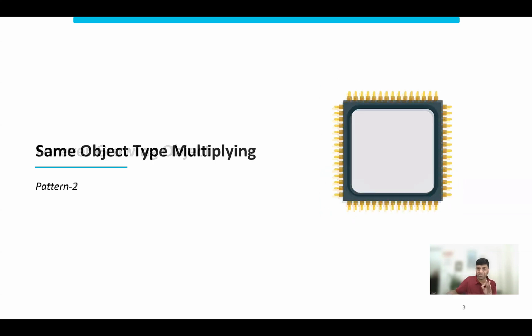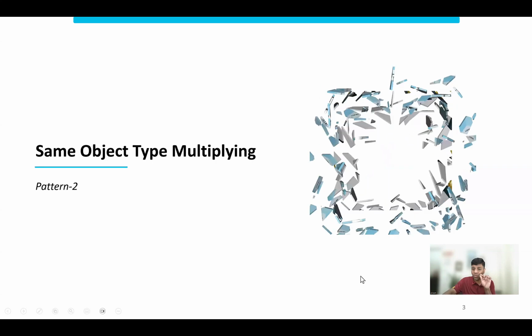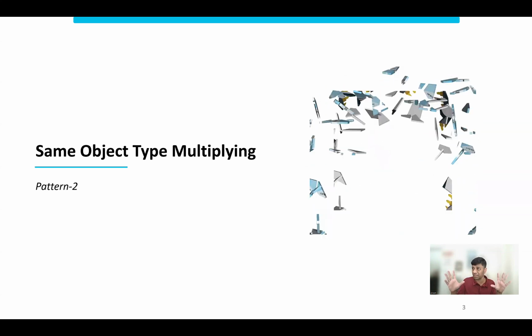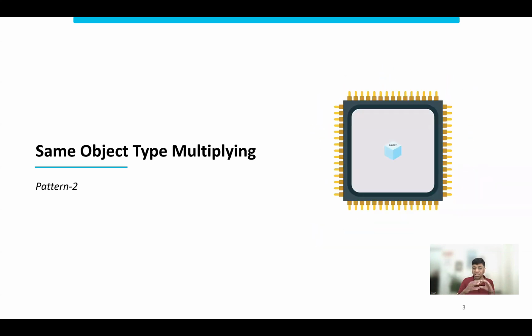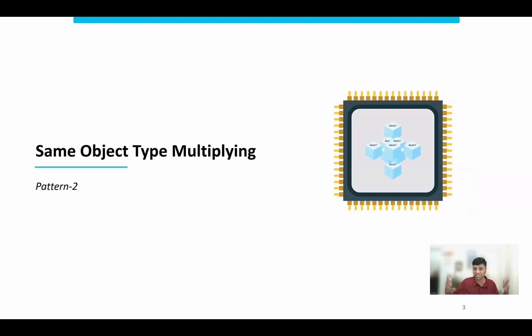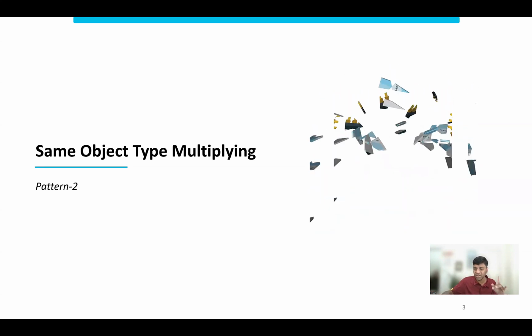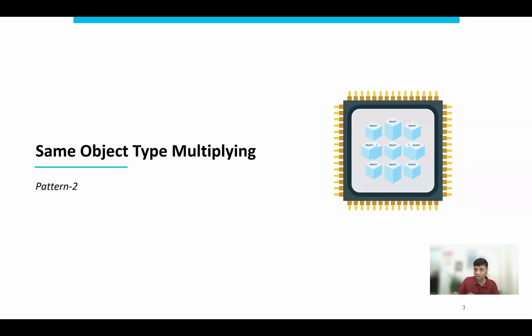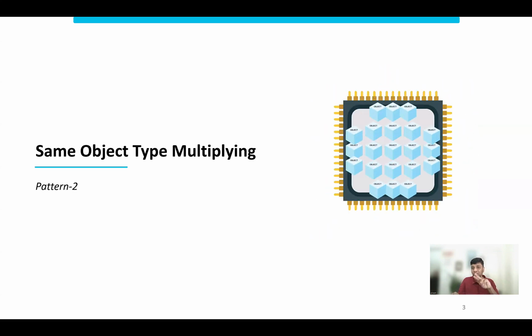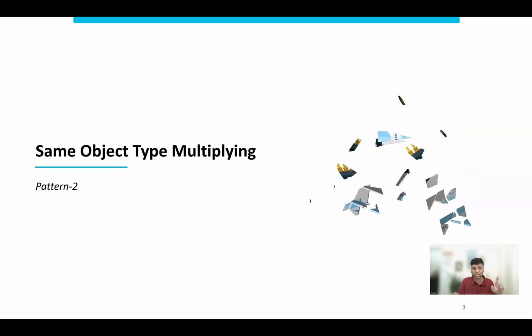And there is another pattern. There is one single object that keeps on multiplying. When it keeps on multiplying, then also when it goes beyond the Xmx limit, you're going to get an out of memory error. So it is either one object keeps on growing or one object keeps on multiplying. These are the only two possibilities for a memory leak to happen.